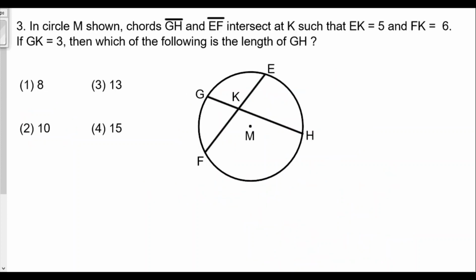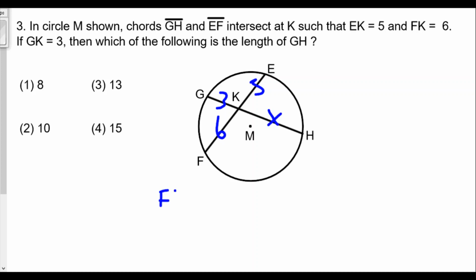All right, so this goes back to question number one. GH and EF intersect at K such that EK is 5. So EK is 5, and FK is 6. GK is 3. And we want to find GH.